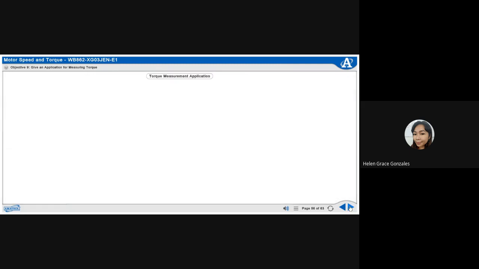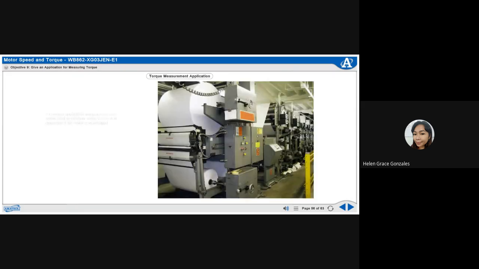Give an application for measuring torque. A common application where a technician would need to measure motor torque is to determine if the motor is overloaded. This can be quickly checked by measuring the current. If the current is above the rated full load current, this indicates that the motor is overloaded.